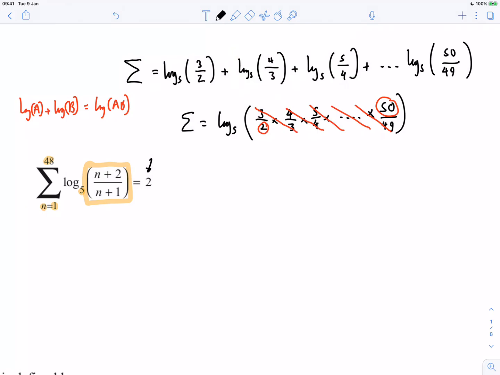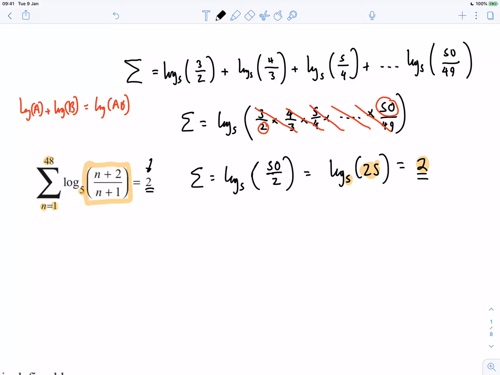So we're now going to have our sigma is going to be log base 5 of 50 over 2, which is the same as log base 5 of 25. And if you remember logarithms, the way it works is the base 5 to the power of what equals the bit in the middle, the argument of that logarithm. Well, 5 to the what is 25? The answer is 2. And that is exactly what we needed to show.